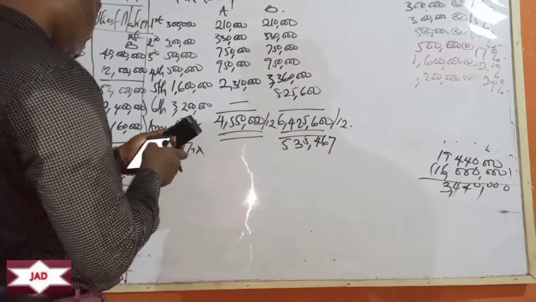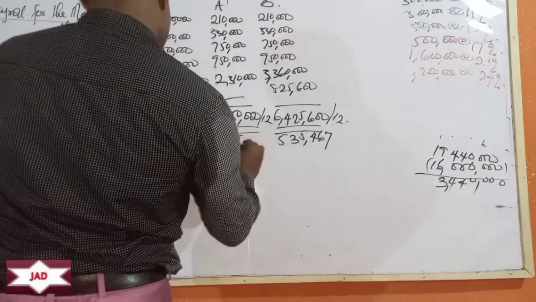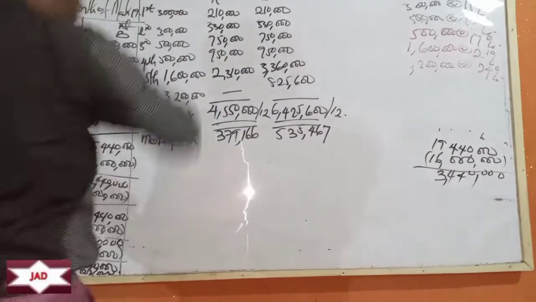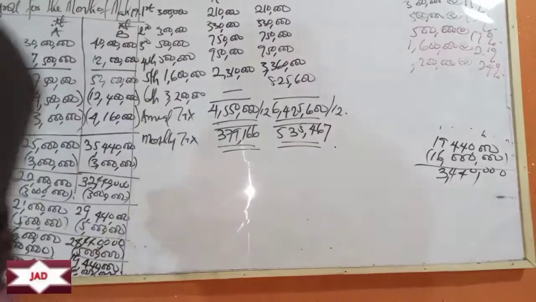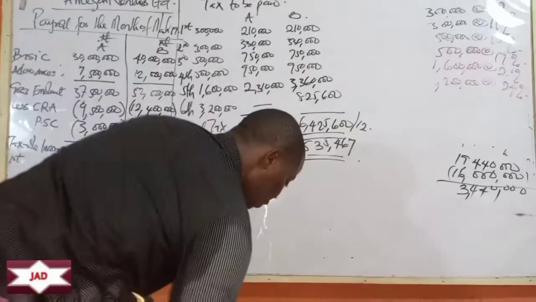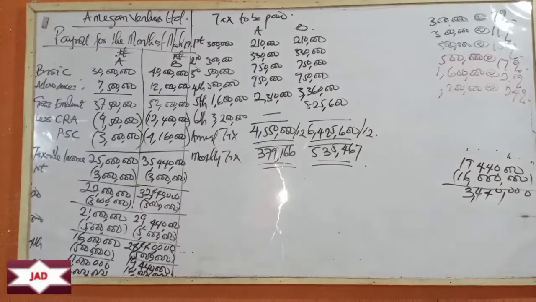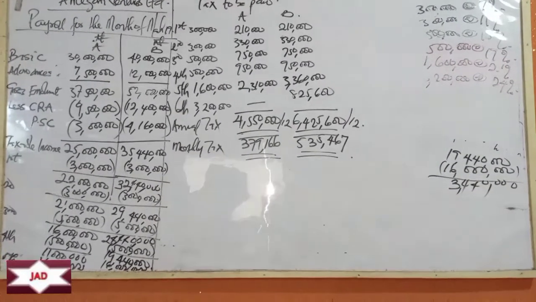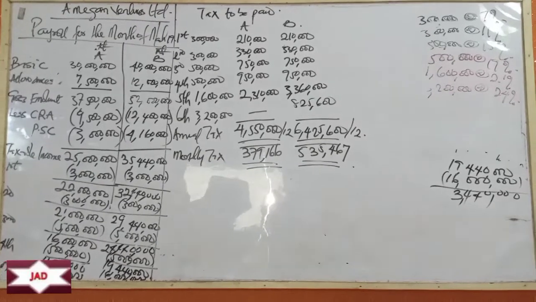Then here we have 4,550,000 divided by 12. Here I can see 379,166. That's the monthly pay as you earn. Now we've been able to compute the tax. So let's raise the journals, so that we can do the extended trial balance.